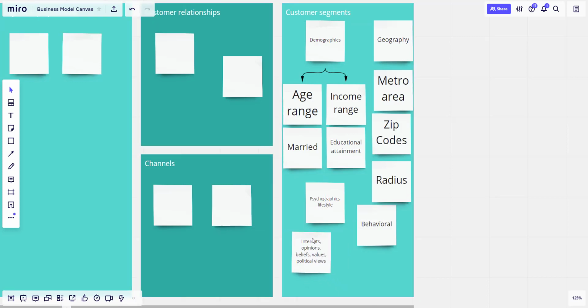So for example, I may be a very eco-conscious consumer, and I want to know that when I buy something, it's going to have the least negative environmental impact possible, right? That's really a value that I hold, and it's a belief that I hold dear, to be a conscious consumer. So that would be an example of a psychographic characteristic.